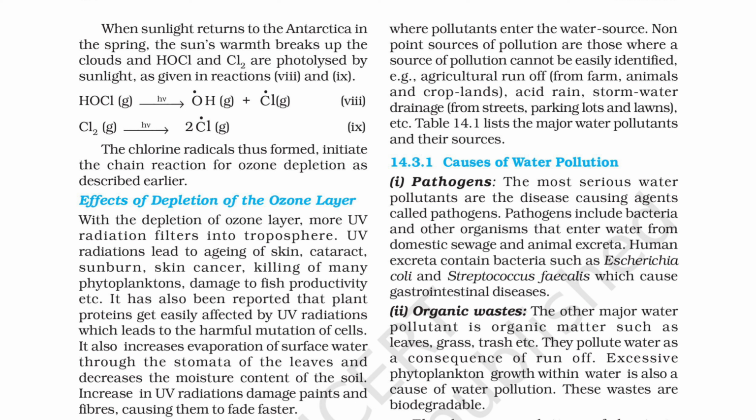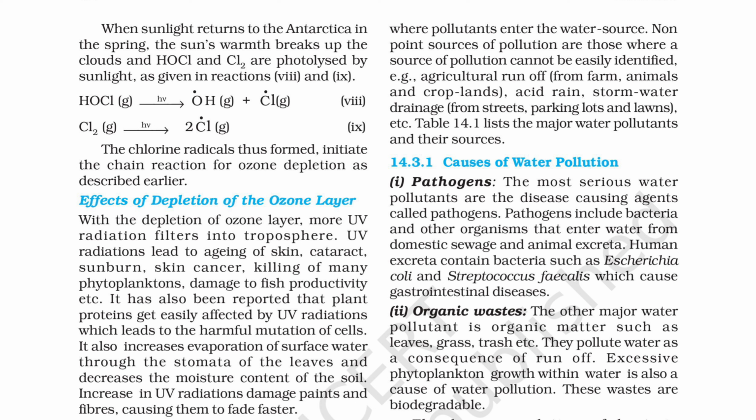Pathogens. The most serious water pollutants are the disease-causing agents called pathogens. Pathogens include bacteria and other organisms that enter water from domestic sewage and animal excreta. Human excreta contain bacteria such as Escherichia coli and Streptococcus faecalis, which cause gastrointestinal diseases. 2. Organic wastes. The other major water pollutant is organic matter such as leaves, grass, trash, etc. They pollute water as a consequence of runoff.